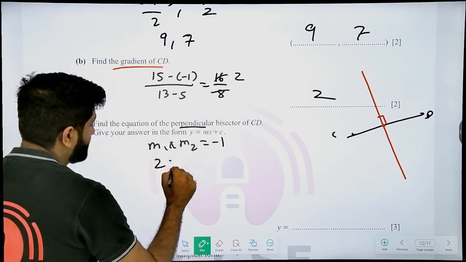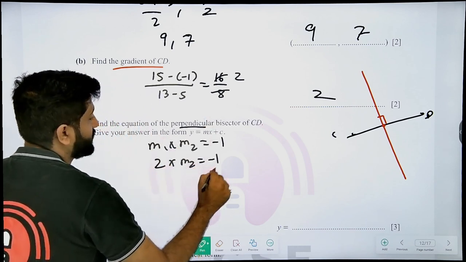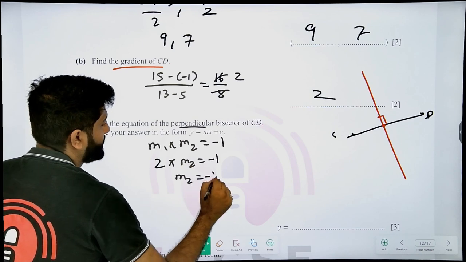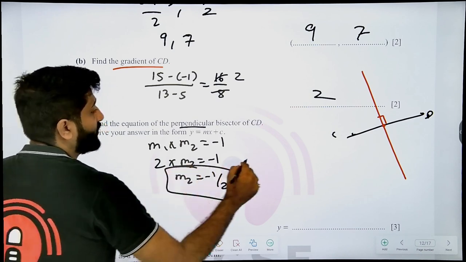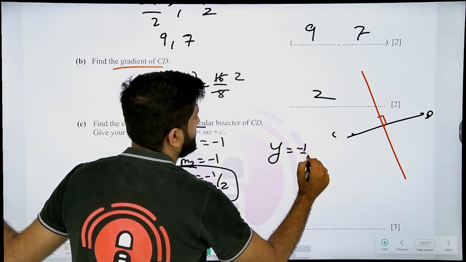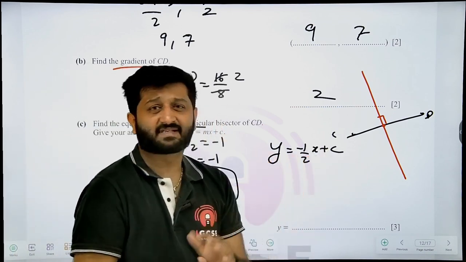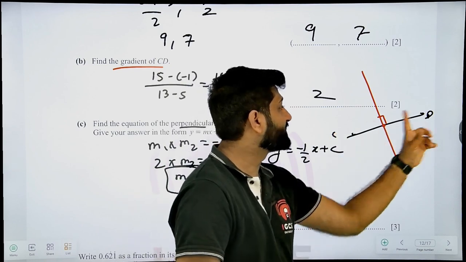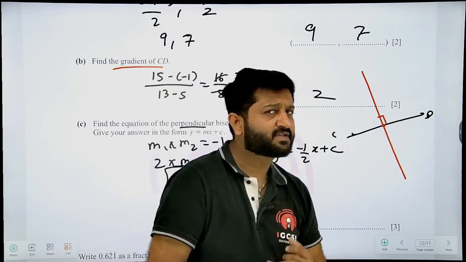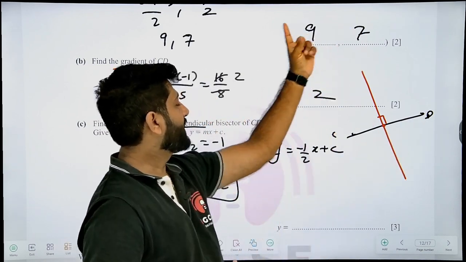So you can rewrite this as 2 into m2 is equal to minus 1. So m2 is negative 1 by 2. So you have y equals minus 1 by 2 x plus c. Now what are my x and y? x and y is nothing but the midpoint of C and D. Do I have the midpoint of C and D? Yes, I do. 9 comma 7.